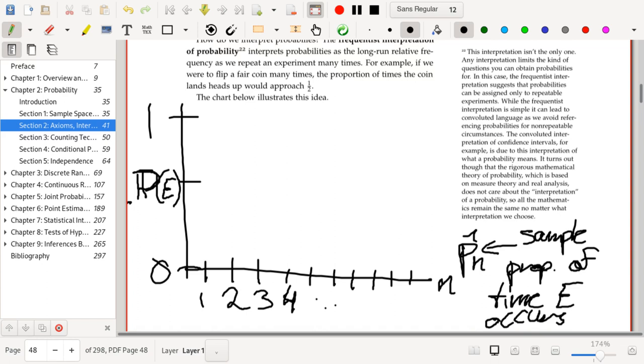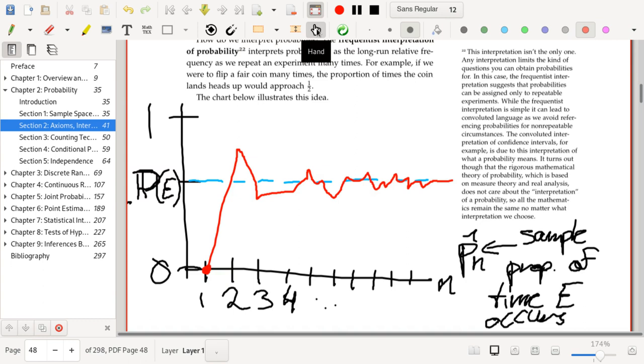So what could possibly happen? I'm going to put a little dashed line at the probability of E. According to the frequentist interpretation of probability, the probability is basically this long-run frequency where if you're tracking p hat n, you'll start out at maybe 0 or 1, depending on whether the event happened on the first trial or not. And then you might track that it happens on the second trial, and the third trial, and the fourth trial, and so on. And what will happen is this line will get very, very close to the probability of E.